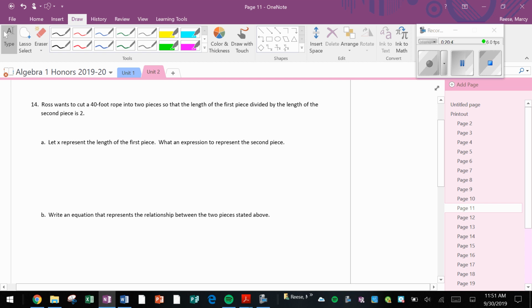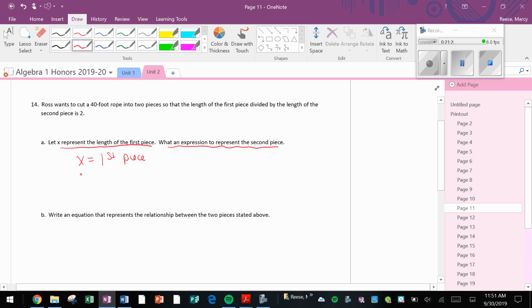Okay. Ross wants to cut a 40-foot rope into 2 pieces so that the length of the first piece divided by the length of the second piece is 2. So basically you're taking a 40-foot rope and you're going to cut it into 2 parts. So let x represent the length of the first piece. Okay, x is the first piece. Write an expression to represent the second.